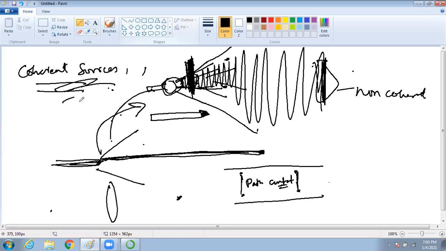In school, they will tell you coherent sources are two sources which do not have any phase difference. What do you mean by phase difference? Anybody who was attending the class, can you tell me what coherent sources are? Explain. Definition. They have their path constant.